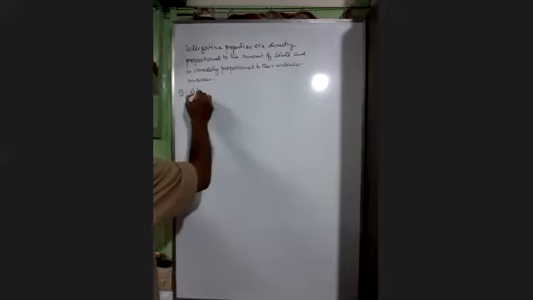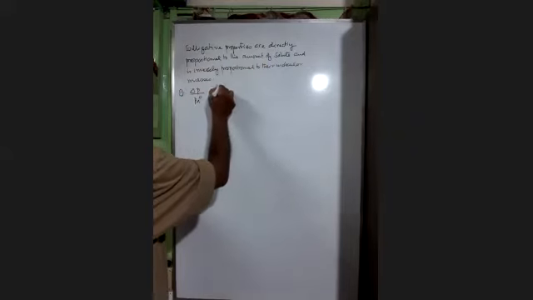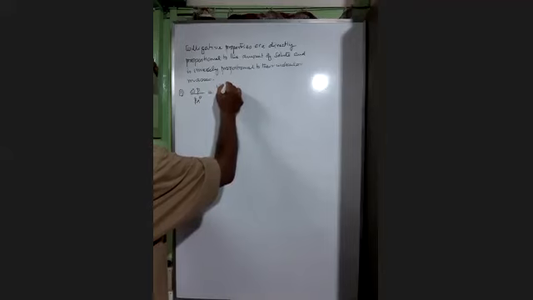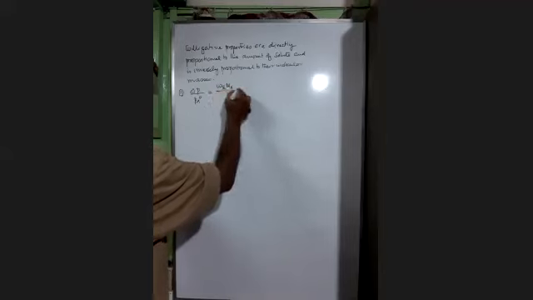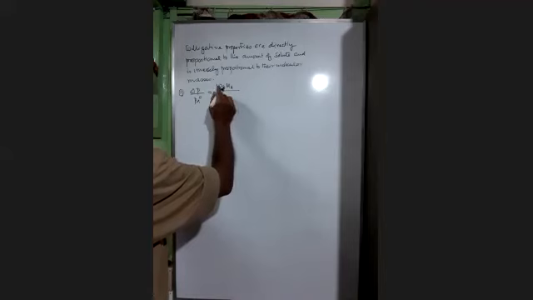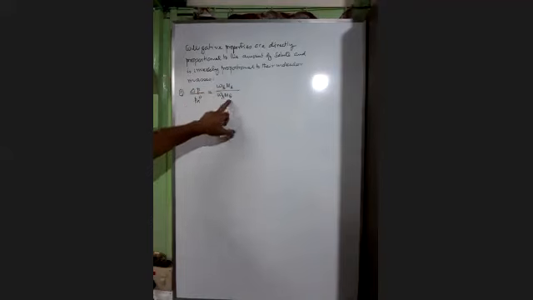Okay, now see here. Let us go for the first one. Relative lowering in vapor pressure. What did you find here? Delta P by PA0 is equal to WB MA by WA MB. See, the whole thing is the relative lowering of vapor pressure. It's directly proportional to the weight of the substance, inversely proportional to the molecular mass.